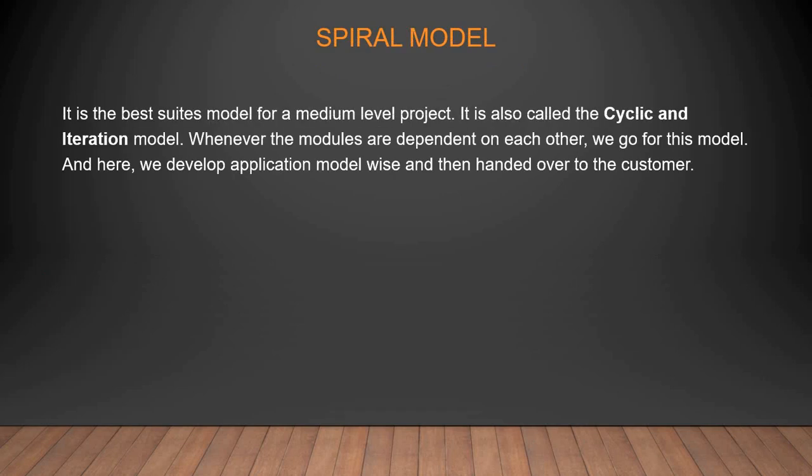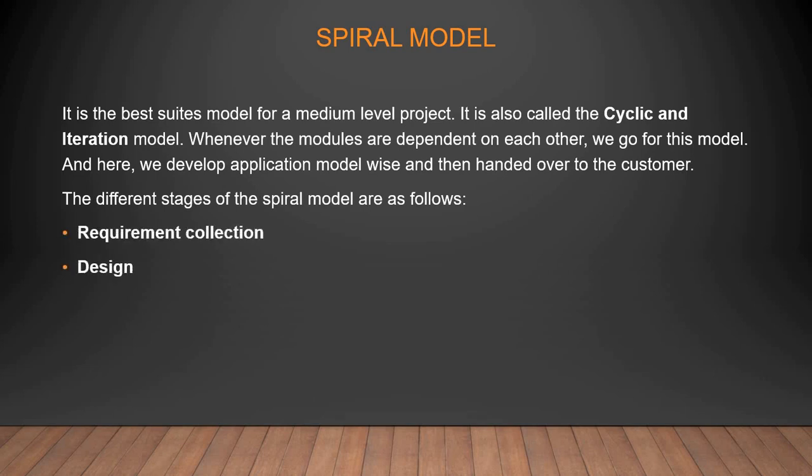Next one is spiral model. It is the best suited model for a medium level project. It is also called the cyclic and iteration model. Whenever the modules are dependent on each other, we go for this model. Here we develop the application module wise and then hand it over to the customer. The different stages of the spiral model are as follows: requirement collection, design, coding, testing. This is all about the spiral model.